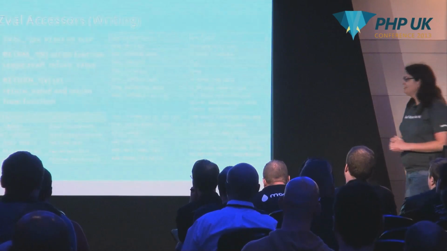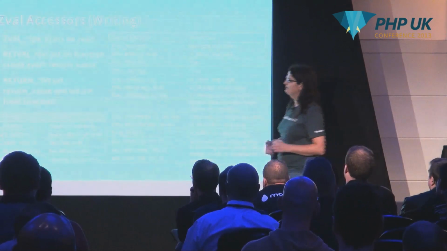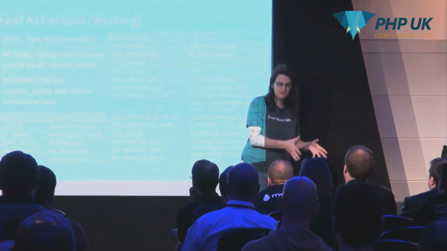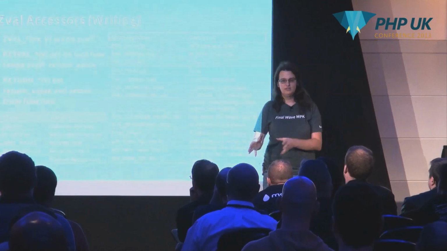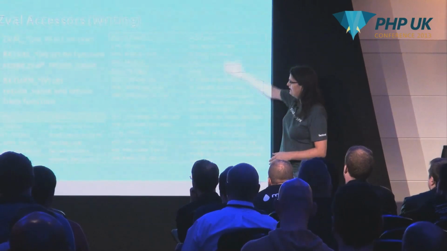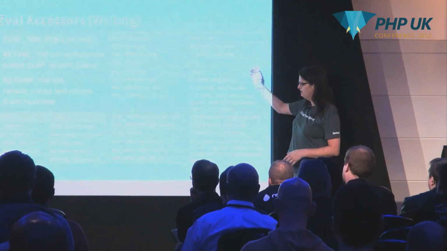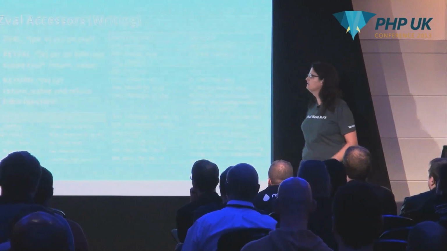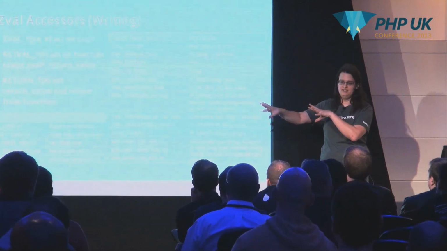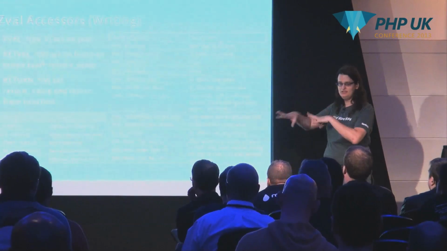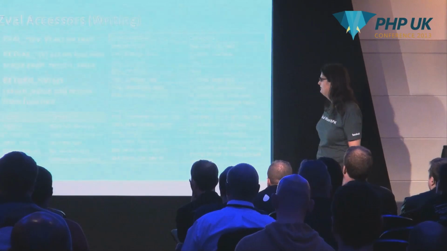So, writing zvals. You saw a hint of one of these macros already, this ZVAL underscore whatever. That actually means write into a zval star some value. Again, we've got our scalars. These should be pretty straightforward. Put an integer into the zval and set its type. Put a double into the zval, set its type, yada yada.